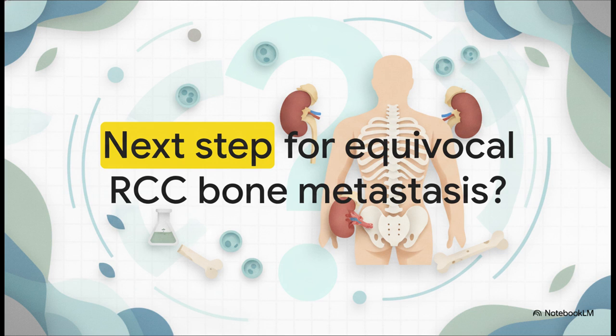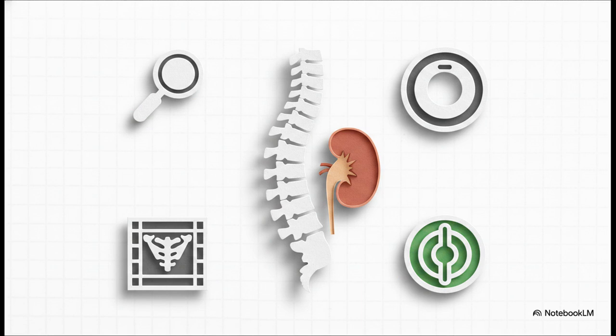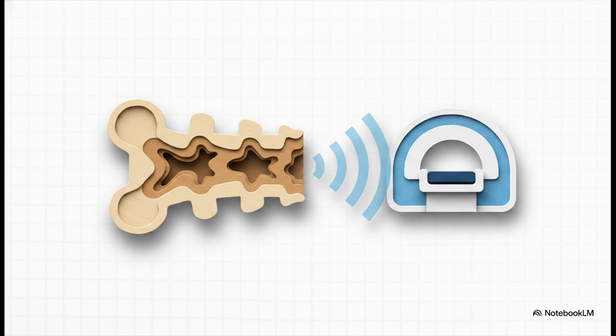So what's our most appropriate next step? Think about the imaging modality you'd order right now. Are we looking at a CT scan of the spine, a spinal MRI, a repeat bone scan, plain X-rays, or maybe a PET scan? Well, if you went with B, a spinal MRI, you hit the nail on the head.